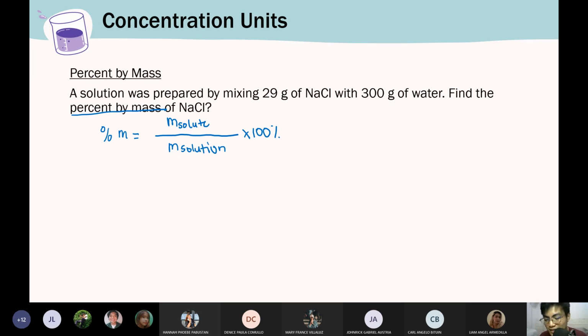Merong nagtanong sa akin last time, Sir, paano po kapag 50-50? Okay, kapag 50-50, medyo rare na yun. Kaya sabi ko sa kanila, wag na lang mag-overthink. Kasi in chemistry naman, ang marami tubig, ang onte, yung mga solute natin. Okay? So, ganun lang.